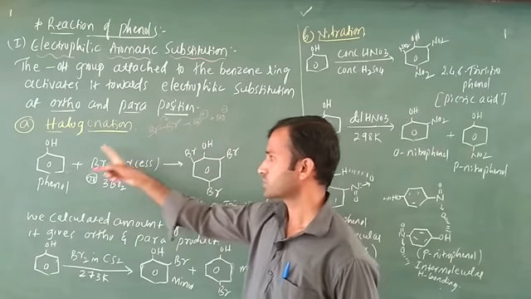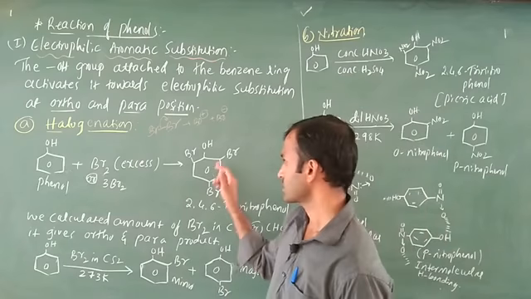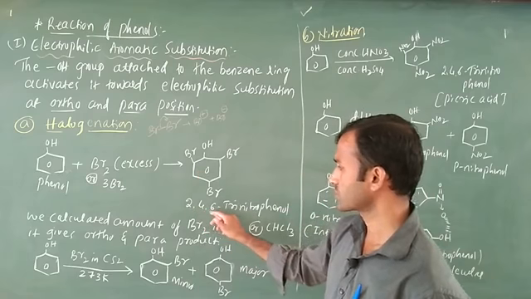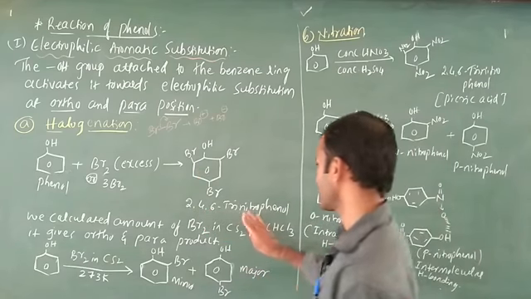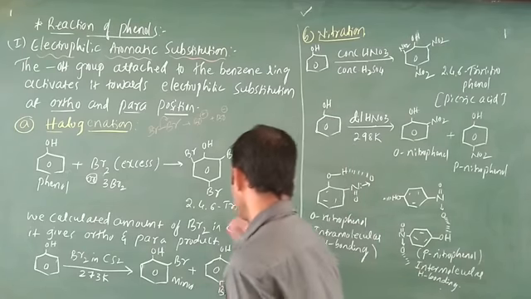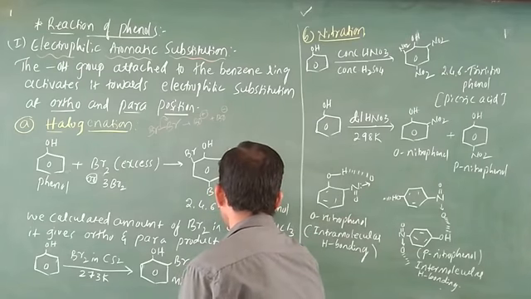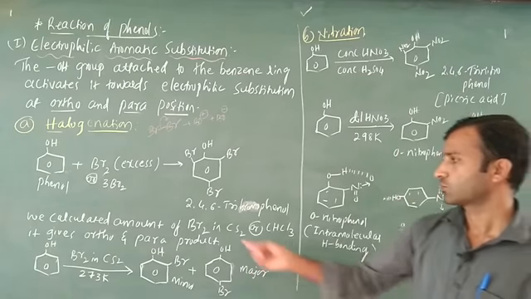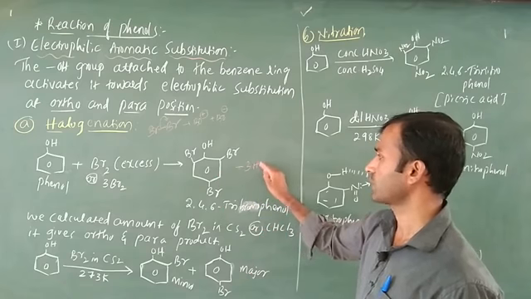This positive charge is going to attack on what? Ortho and para position. That is why here is ortho, para, ortho. What is the name of this one? 2,4,6 tribromophenol. Okay, make a correction, not nitro, in this case tribromophenol, bromo. Tribromophenol, 2,4,6 tribromophenol plus release of 3 HBr you have to write.